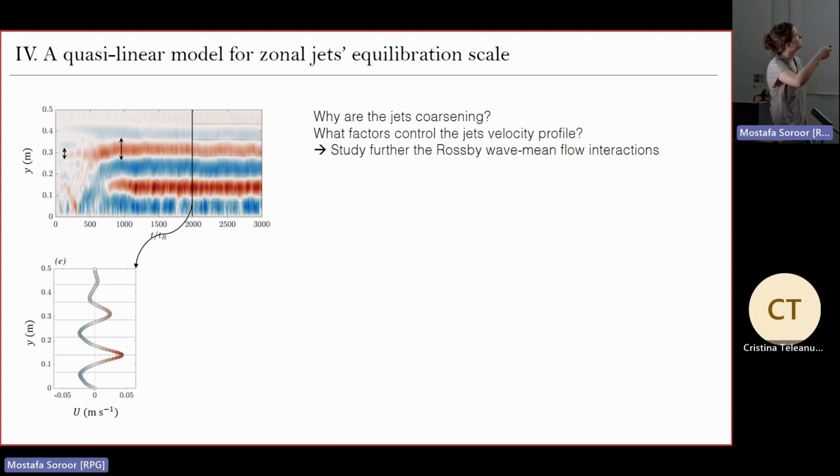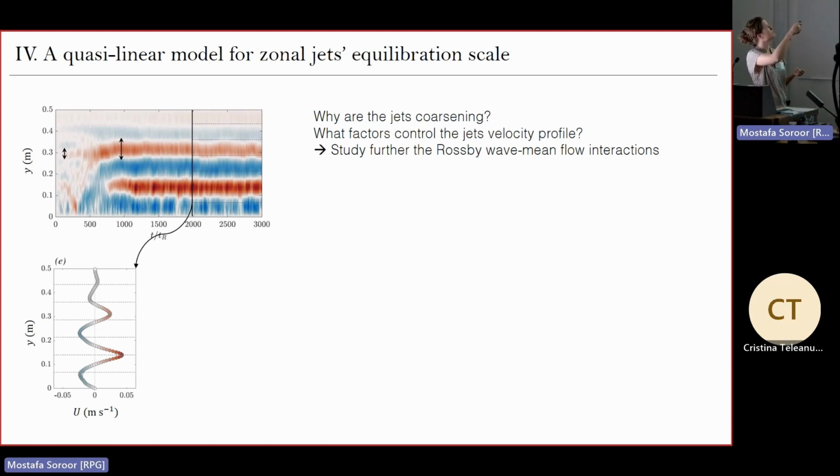So the idea is that the first model that I presented, I didn't say it explicitly, but I assumed the zonal flow to be uniform in space. It was just uniform zonal flow. I was just thinking about the amplitude of the zonal flow. So this model, by definition, cannot predict what is the scale of the jets. Why are the jets coarsening through the transition?